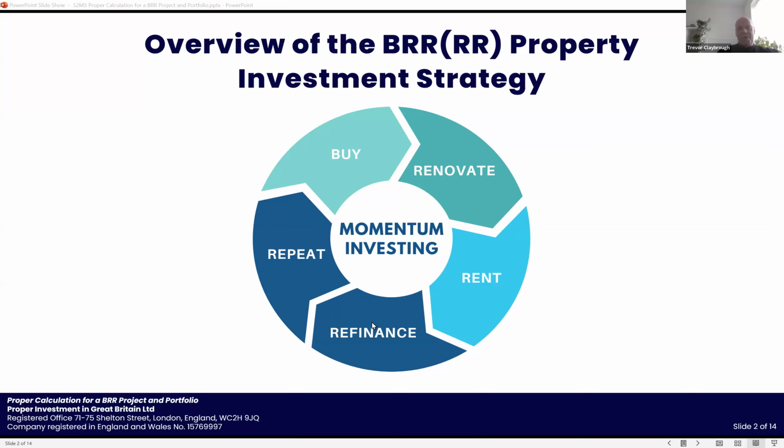Then the next step is refinancing. And when we're refinancing at a higher value than the cost of buying and renovating it, we're able to release capital from the deal straight away to invest in the next project. And then the key thing there is to repeat.